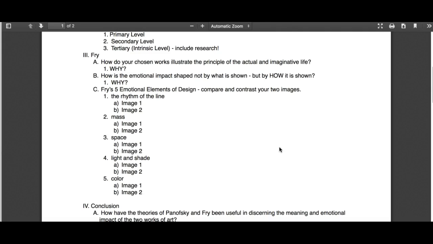You're going to compare and contrast your 2 images. So we'll go through the rhythm of the line, mass, space, light and shade, and color. Be sure in this section that you are always relating these elements back to the emotional impact they are having on the viewer. That's kind of what Fry is all about. And sometimes students will leave that part out.